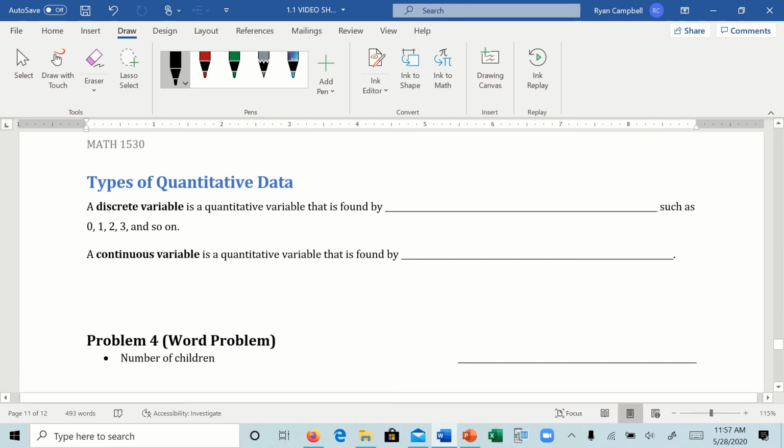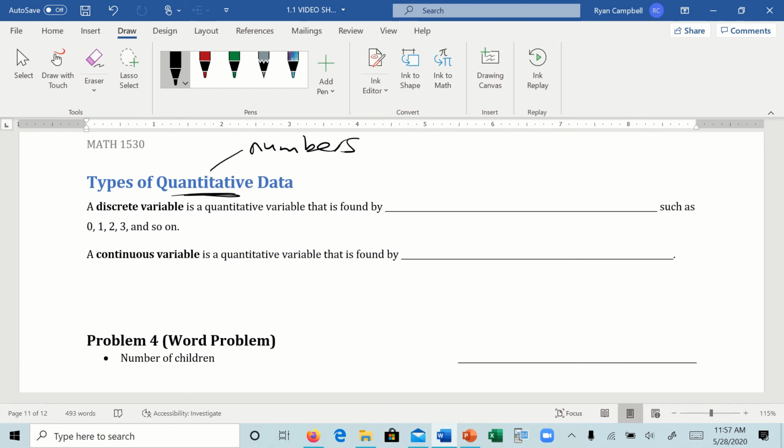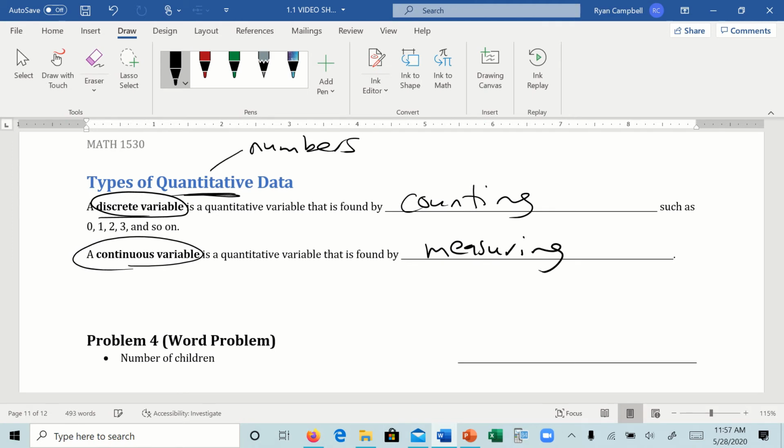All right, so within the quantitative data, remember this is numbers, there are two ways of getting these. One way you could do it is by counting. That's like the number of children: 1, 2, 3, 4, 5. If you are counting, then this is what we call discrete variables. Discrete variables are found by counting. Continuous variables are found by measuring. There are more complicated definitions, but this is probably the easiest way for students to understand which is which. If you found the number by counting, it's discrete. If you found the number by measuring, it's continuous.